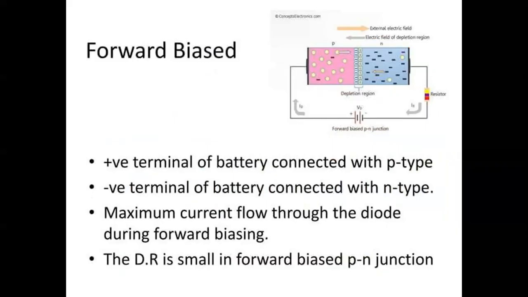Forward bias: the positive terminal of the battery is connected to the P type and the negative terminal of the battery is connected to the N type. At that time, maximum current flows through the diode during forward biasing. The resistance is small in a forward biased PN junction. This is the forward bias block diagram. Forward bias means the positive terminal is connected to the P side and the negative terminal is connected to the N type terminal. At that time, conduction is from positive to negative. This is the forward bias operation.